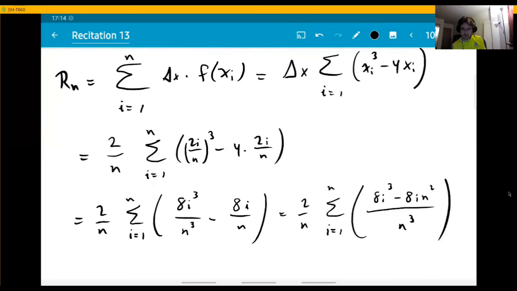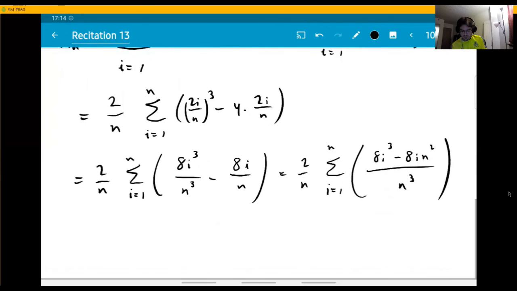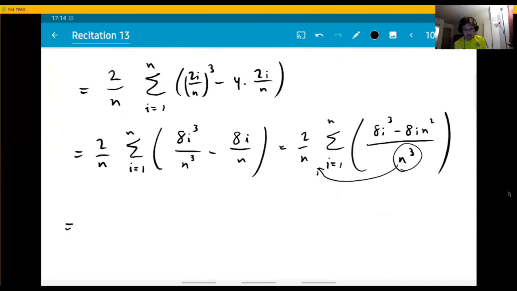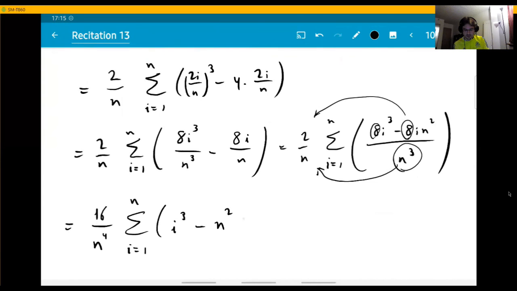Why did I do that? Because now the n cubed can be brought outside. It is just a constant, doesn't have i in it. So n to the fourth outside. If you think about it, there's an 8 that can also be factored and then brought outside. Let me do that. Instead of 2, I'm going to write 16. And what is left inside is a sum involving i cubed minus n squared times i.